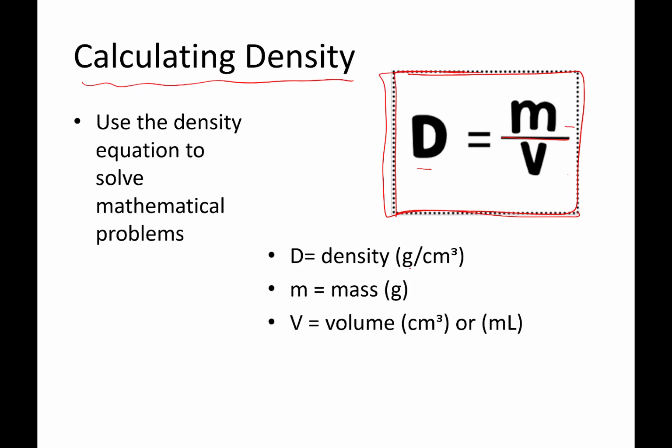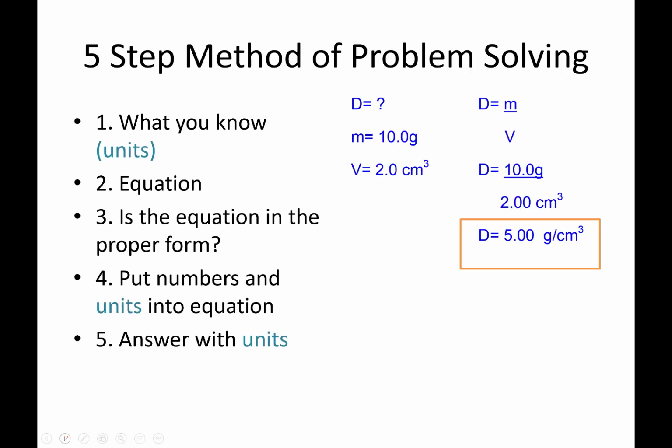Density units will either be grams per cubic centimeter or grams per milliliter, because a cubic centimeter is equal to 1 milliliter. Volume will be measured in either of those, and mass is going to be in grams. And we're going to do a collection of problems.